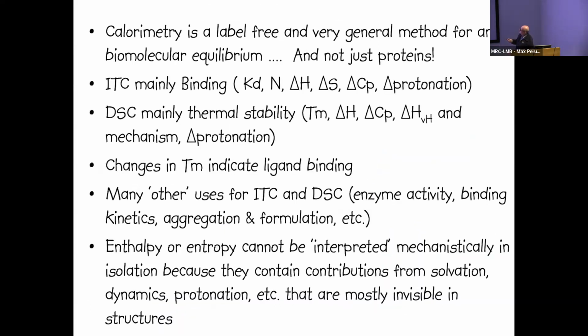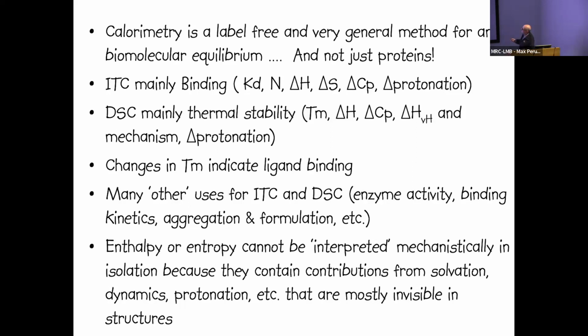Okay, here's the summary. So these are the take-home messages. Calorimetry is label-free and a very general method for any biomolecular equilibrium. And I should say it's not only about proteins. We can look at nucleic acids, lipids, bits of membrane, anything. For ITC, we are mainly looking at binding, and we get the association constant, stoichiometry, the enthalpy, and then the entropy is obtained by subtraction, the delta Cp if we want, and the change in protonation if we're interested.